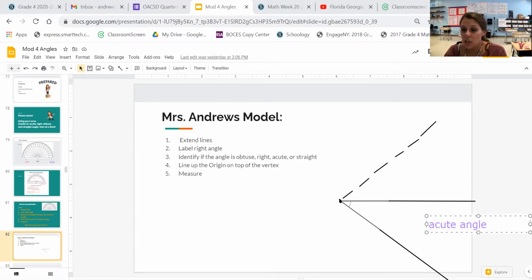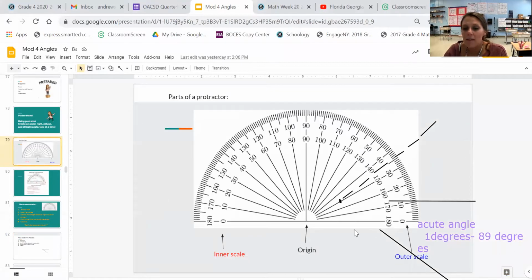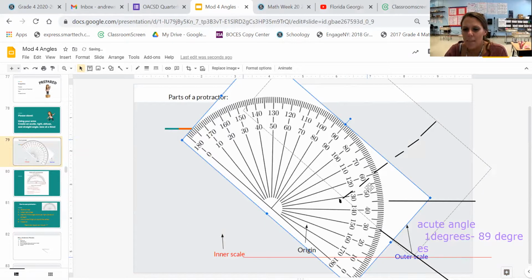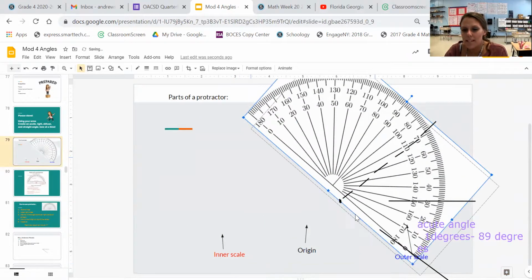So just a reminder, an acute angle is between 0, well, I guess I should say 1 because 0 is not really an angle, and 89 degrees. So my answer is going to be between 1 and 89 degrees. Now, because I know I'm talking about an acute angle, and my angle's facing this way, I'm going to use the outer scale of my protractor. So I'm going to put my origin on top of that vertex.